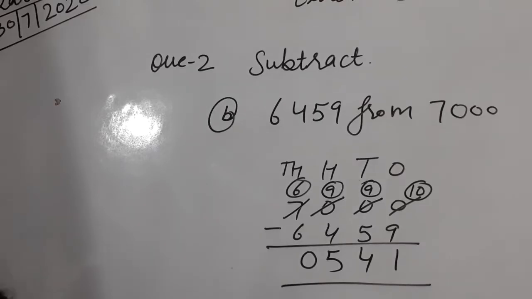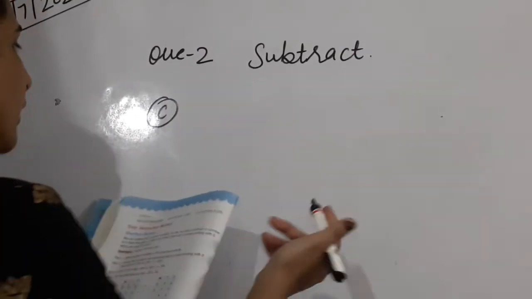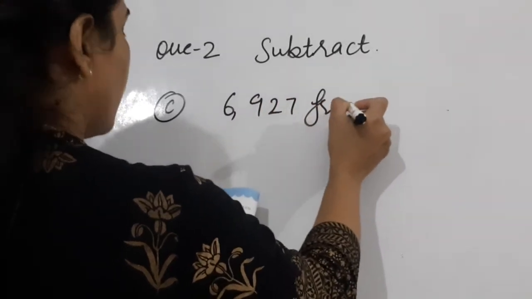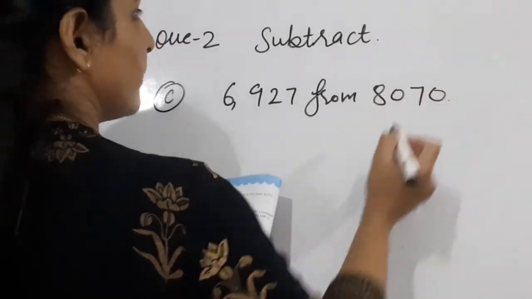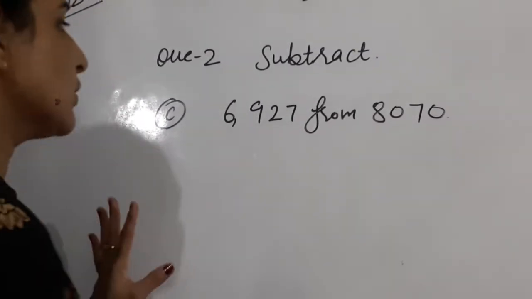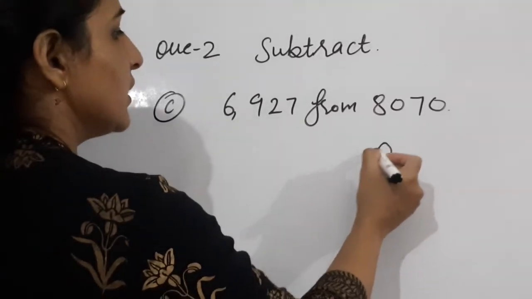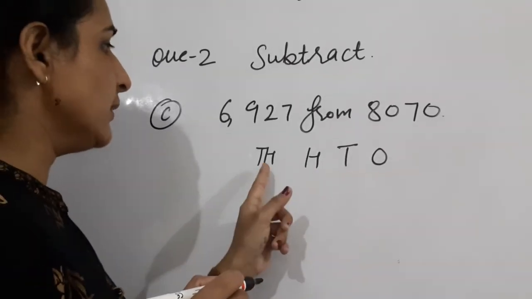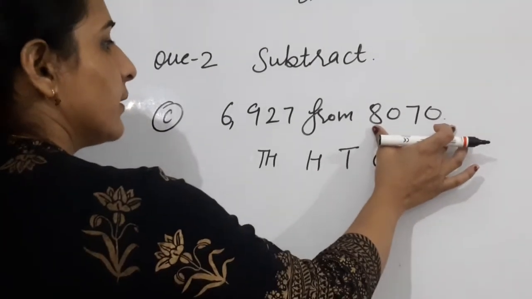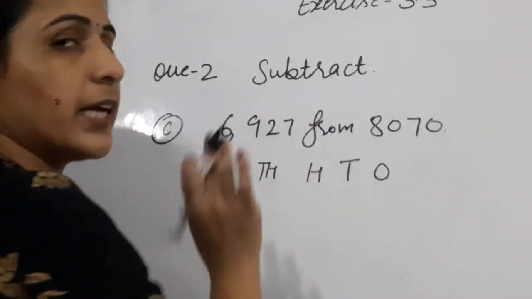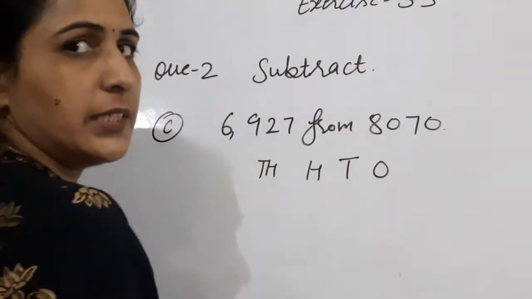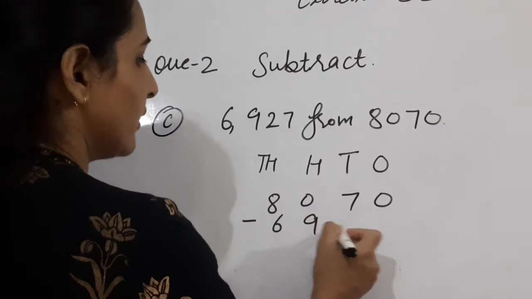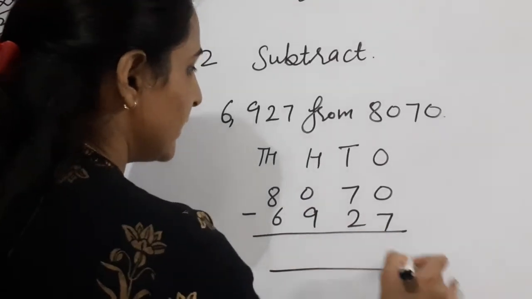Now part number C is 6,927 from 8,070. Clear? So how do we do this question? The same question. First we write the places, ones, tens, hundreds and thousands. After that we write the bigger number. Subtract 6,927 from 8,070. Right. It's 8,070 minus 6,927.